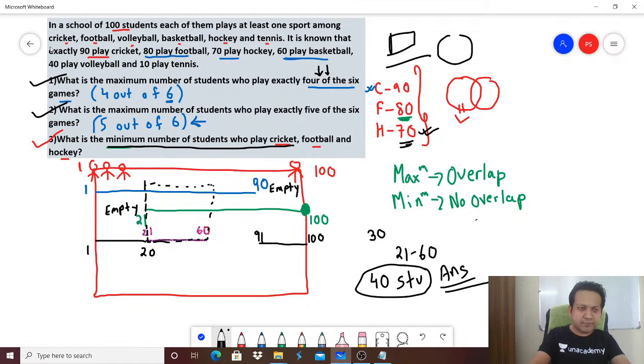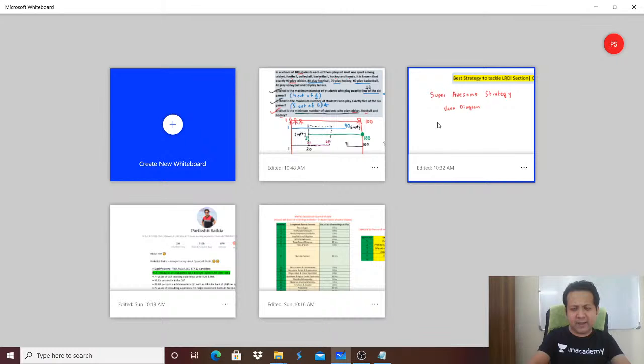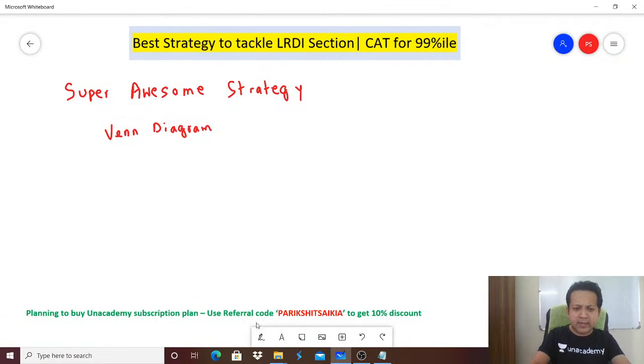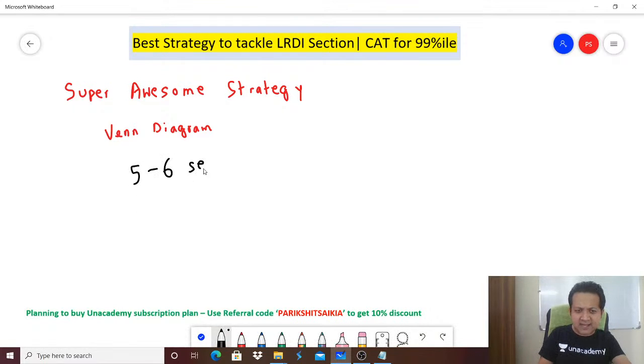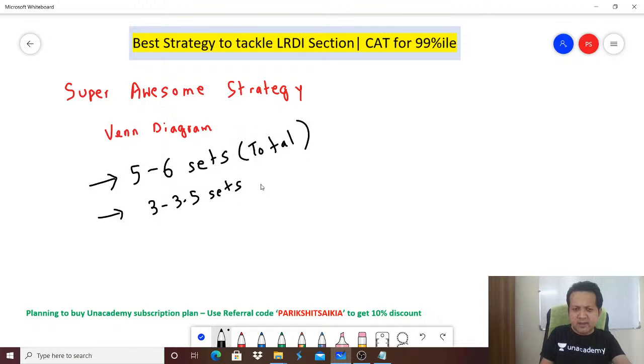So I think that's what talks about maxima, minima in a Venn diagram. And if I were to talk about CAT 2020, remember we are looking at 5 to 6 sets this time in your LRDI section, most probably. This is what all experts believe. And out of the 5 to 6 sets, you will target solving correctly around 3 to 3.5 sets. When I say target, I mean you will solve it correctly.